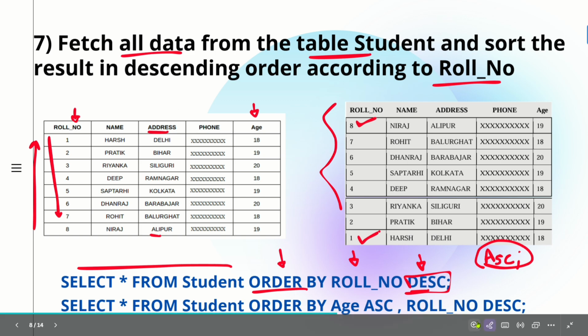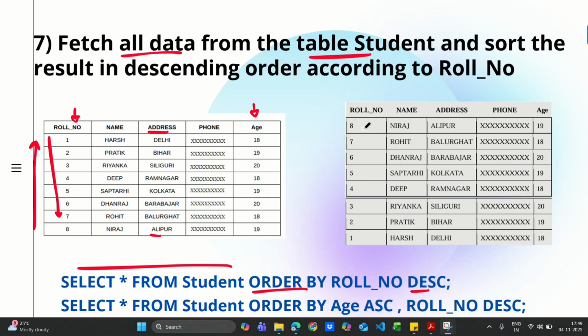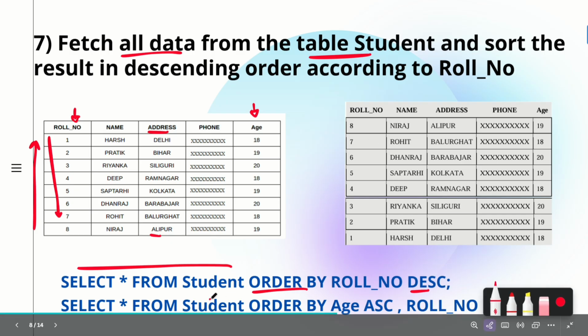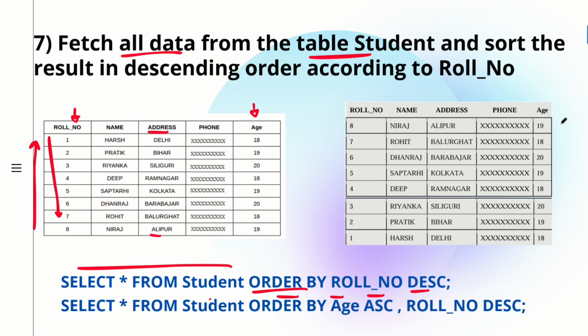So let me clean everything. What we were discussing is we want our age to be in ascending order and roll number in descending order. See, this is the syntax of how you can do that. You have to write select star from student, order by. First you'll write order by, then the column you want and whether ascending or descending. So from age you want ascending, and from roll number you want descending.